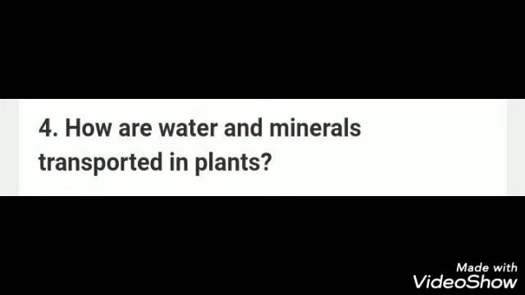The next question on the same page number is, how are water and minerals transported in plants? Now as we have already discussed, xylem is responsible for the conduction of water and minerals from roots to rest of the plant parts. Xylem is further divided into parts such as tracheids and vessels of roots, stems and leaves, which are interconnected to form a continuous system of water conducting channels that reach all the parts of the plant body.